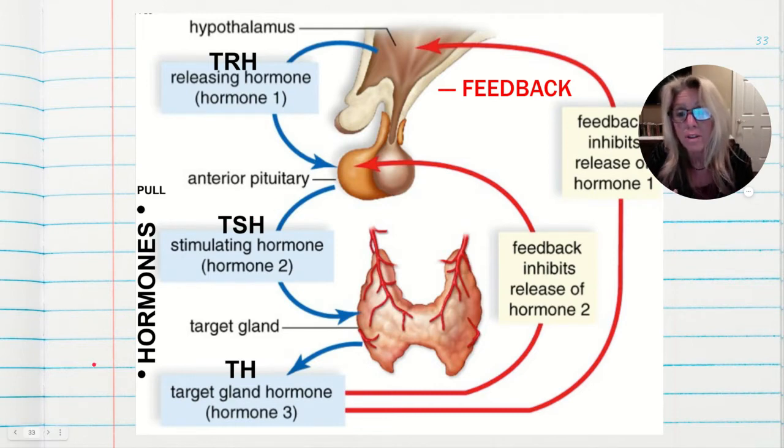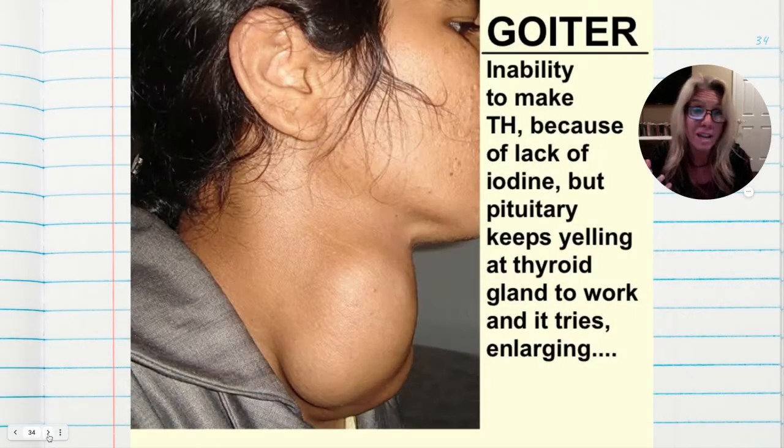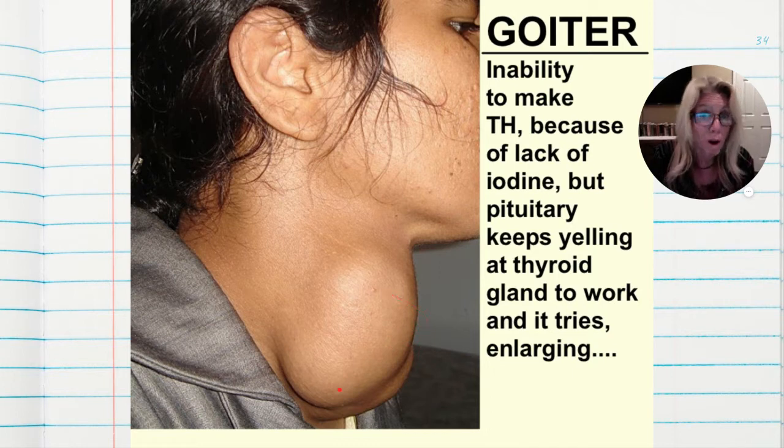This can cause the thyroid gland, if it doesn't have enough iodine, to start to swell, and this is called a goiter. This is an enlarged thyroid gland. Why? Because of lack of iodine, it can't make the hormone, so the hypothalamus is still signaling the pituitary, which is signaling the thyroid gland.